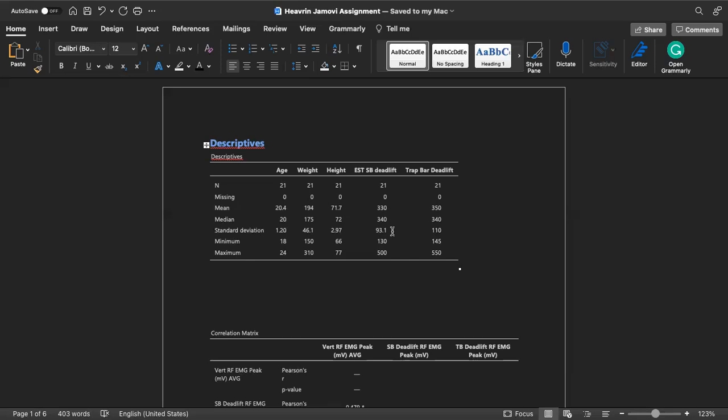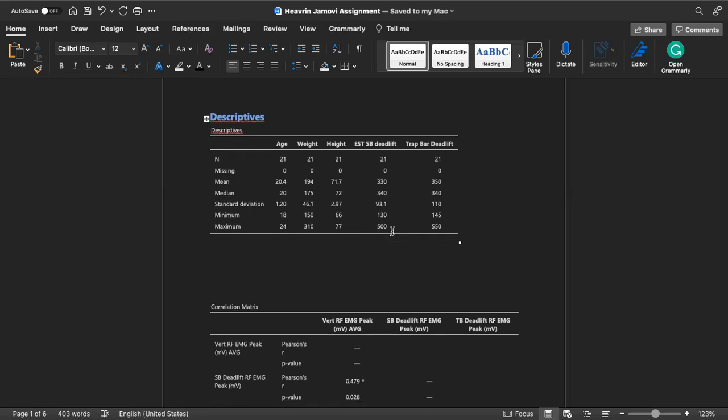We had some strong guys, so our max, I think this might have been the same guy, our max for straight bar was 500, and for trap bar was 550. This is estimated. And our minimum was 130 and 145. So the deadlifts are, I'd say, relatively similar as far as statistics and descriptives.